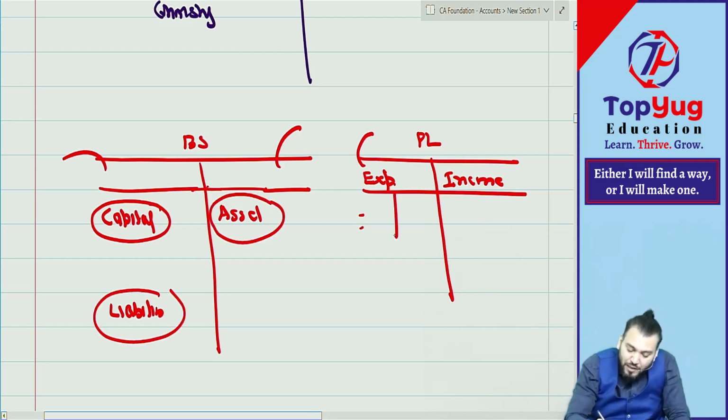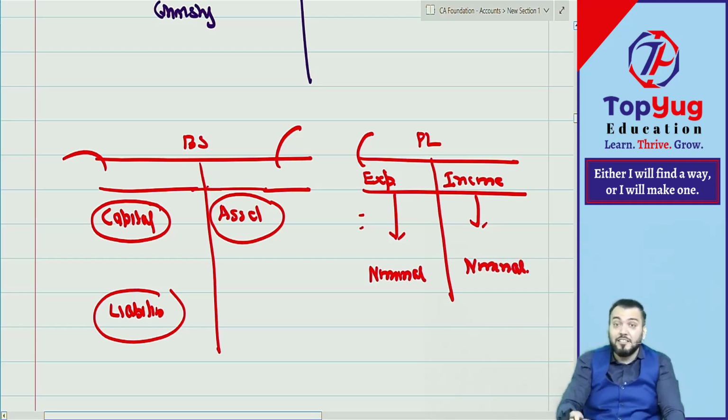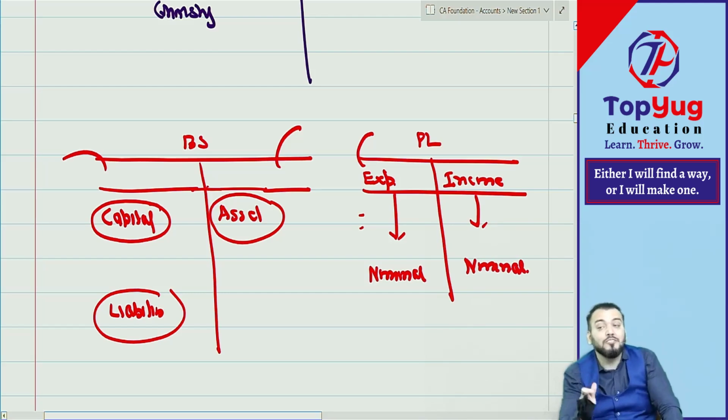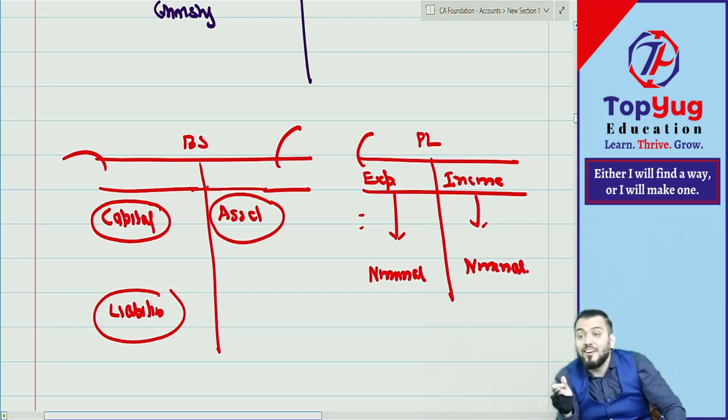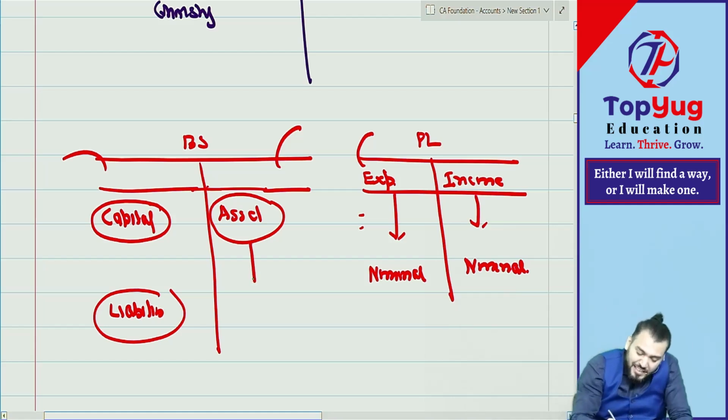My question to you: expense means which account? Real, nominal, personal? Nominal. Income means what? Nominal. So one thing is clear: income and expense are nominal accounts, which will always be recorded where? In PL account. They will never come in the balance sheet. The income and expense nominal accounts will always be recorded in PL account. Understood this rule?